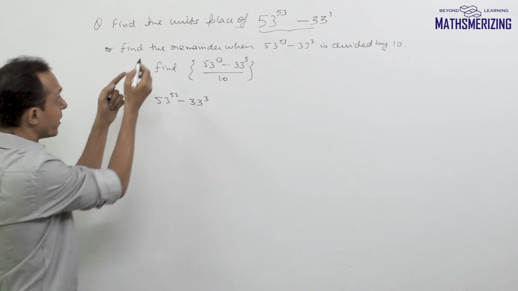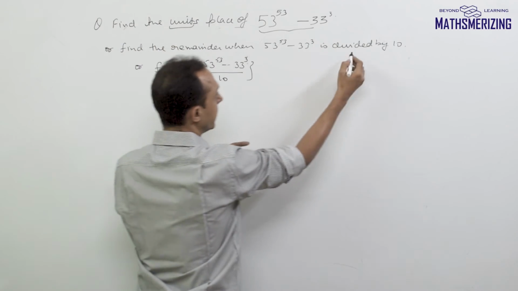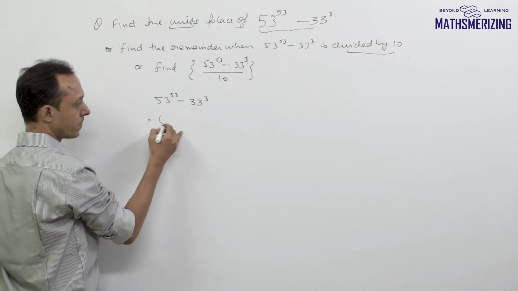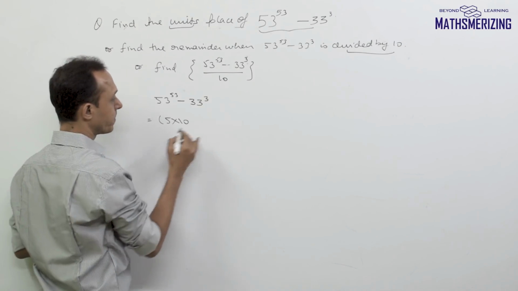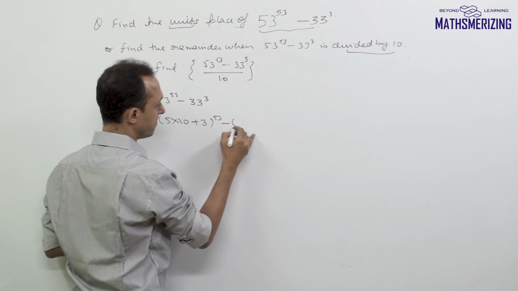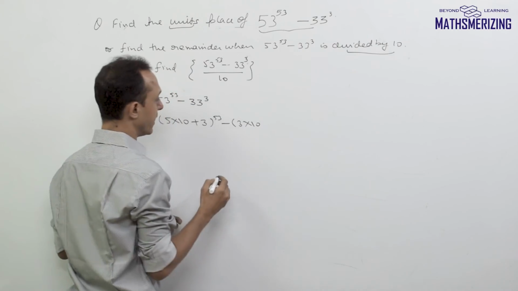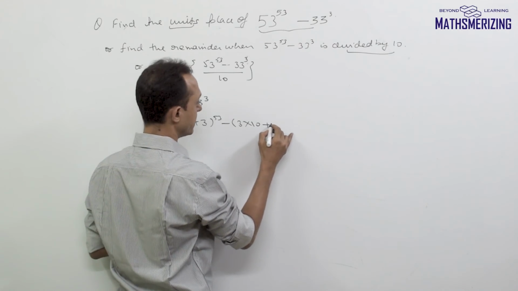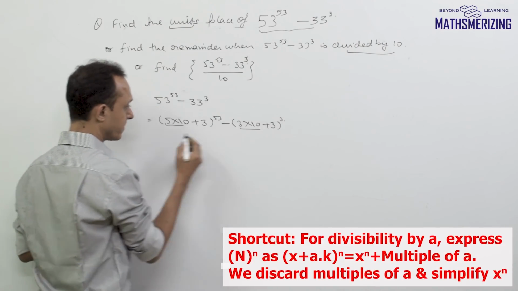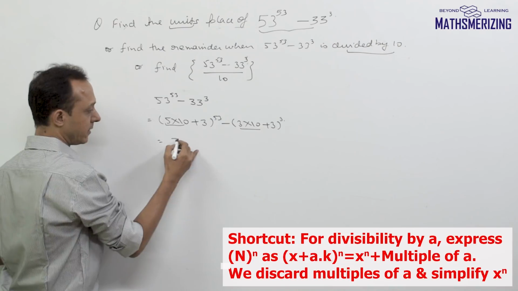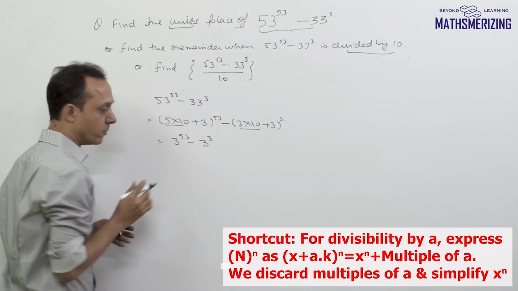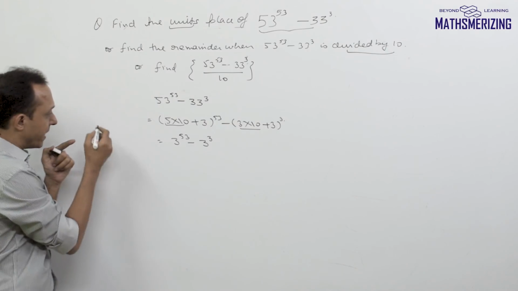So since I'm looking for its units place or its divisibility by 10, I have to express it as a multiple of 10. So I'll write 5 into 10 plus 3 to the power 53 minus 3 into 10 plus 3 to the power 3. Now I'll use the shortcut, so I'll discard it. So I'll write 3 to the power 53 minus 3 to the power 3. Now we look at the pattern in the powers of 3.